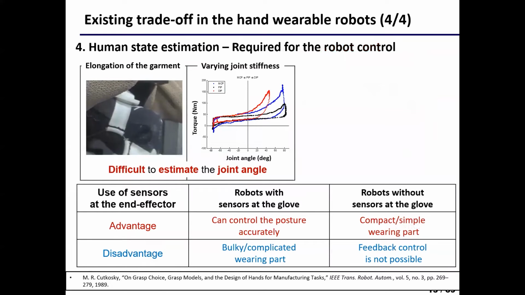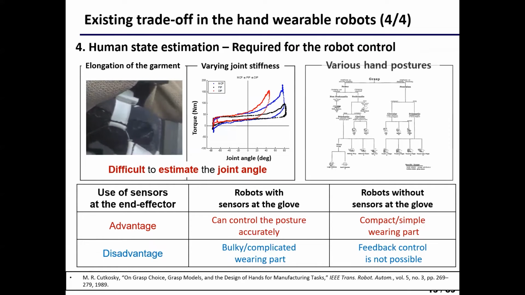And the last trade-off between the usability and functionality is related to a method of estimating the human state. So in the wearable robot studies, since controlling the robot requires human state, numerous researchers have tried to measure the human state. So in hand wearable robot studies, the researchers tried to estimate the joint angle. Then by using this joint angle, they tried to make various hand postures by controlling the robot system.